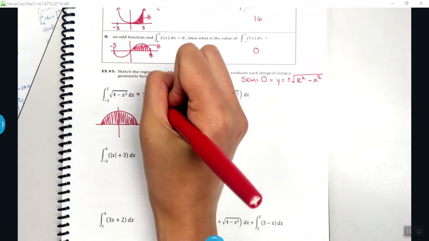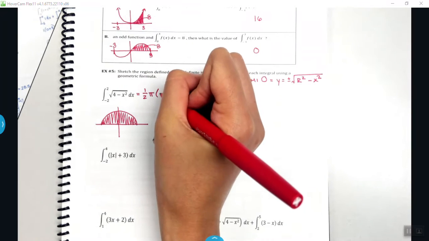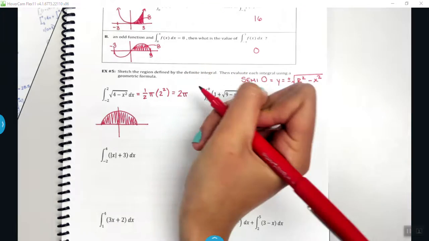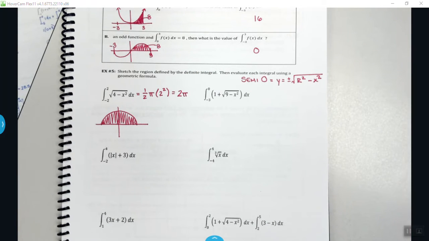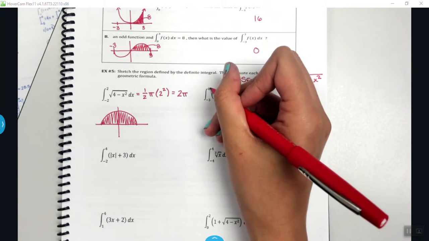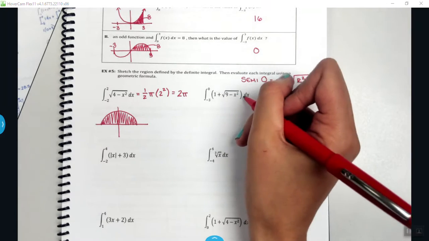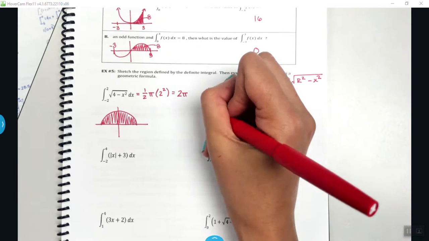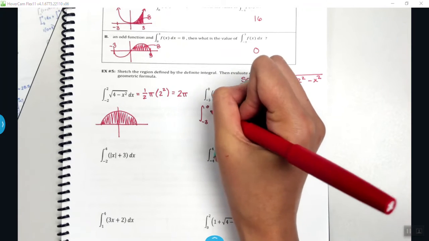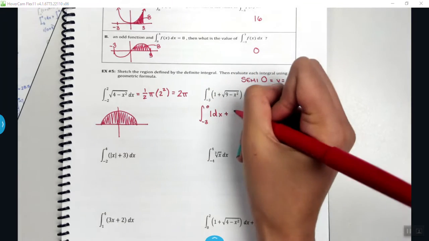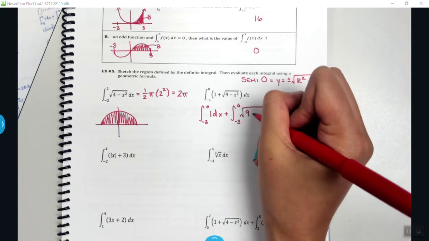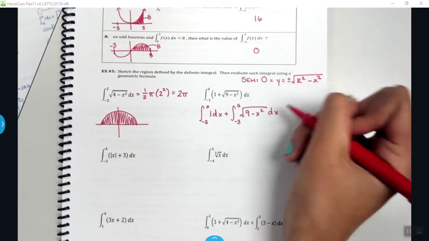1/2 pi times 2 squared, right? Or 2 pi, right? Okay. Integral from negative 3 to 0 of 1 plus the square root of 9 minus x squared. So let's split that into the integral from negative 3 to 0 of 1 dx plus the integral from negative 3 to 0 of square root 9 minus x squared dx.